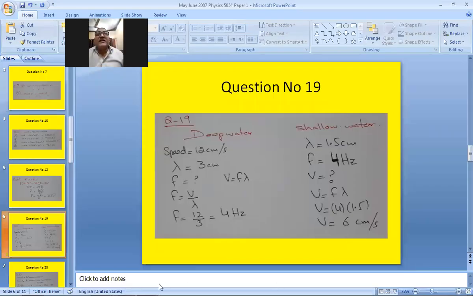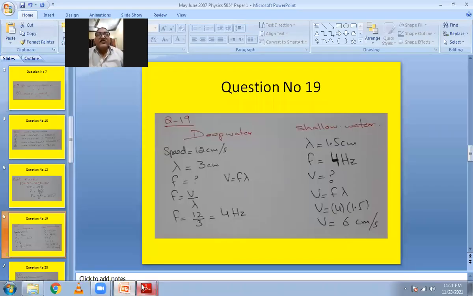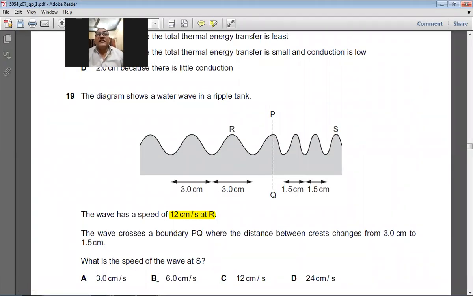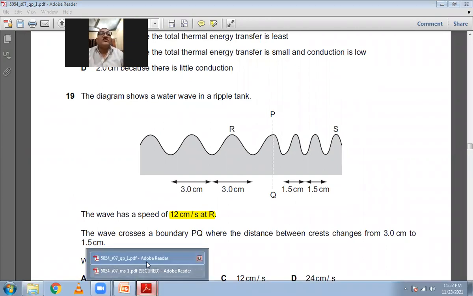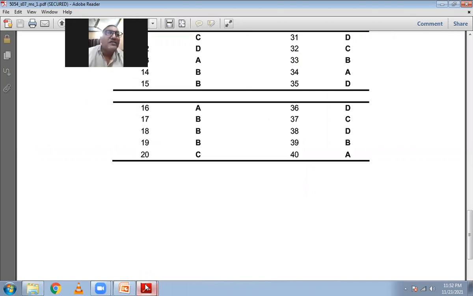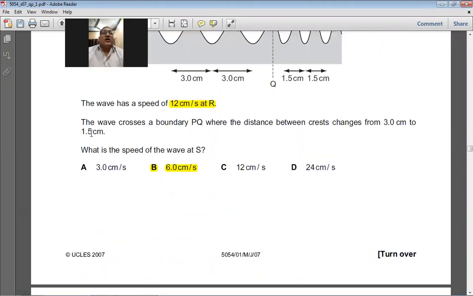6 centimeter per second. So let's check. 6 centimeter per second. So I think B is the right option, sir. Question number 19, B is the right option. Yes, B is the right option, sir.